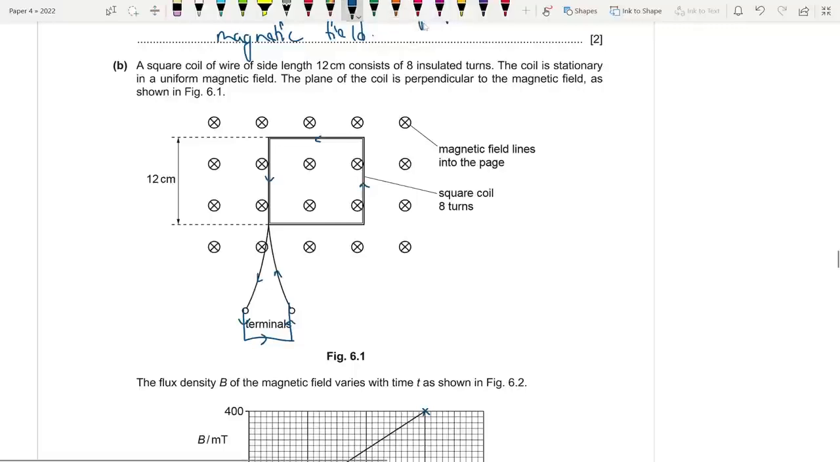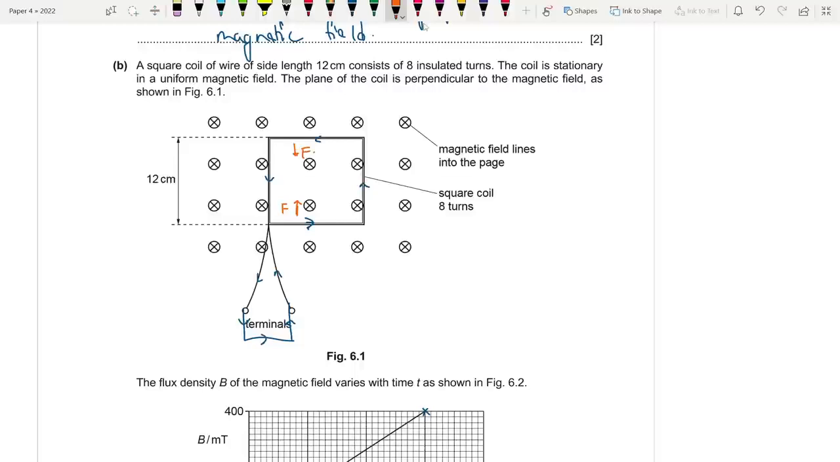I'm pointing my index finger into the page and middle finger to the right according to this direction. My thumb is pointing towards this side. This is my thumb's direction. And for the upper section, if I point my index finger in and my middle finger to the right, the force is pointing towards this side.